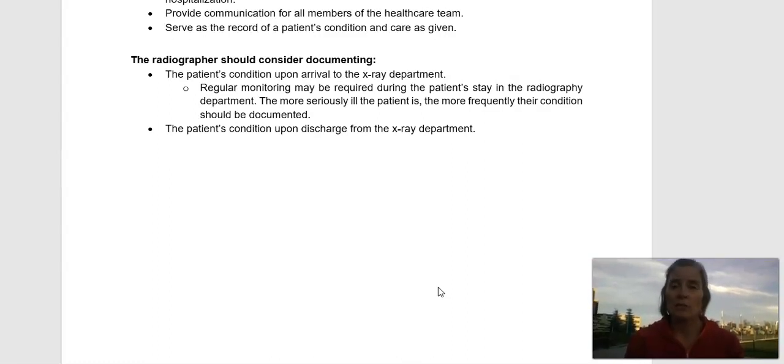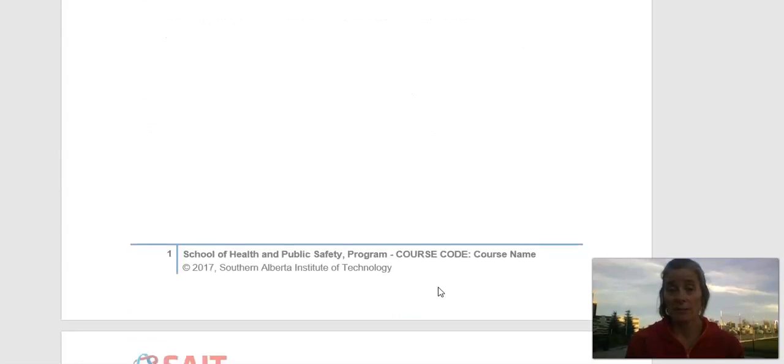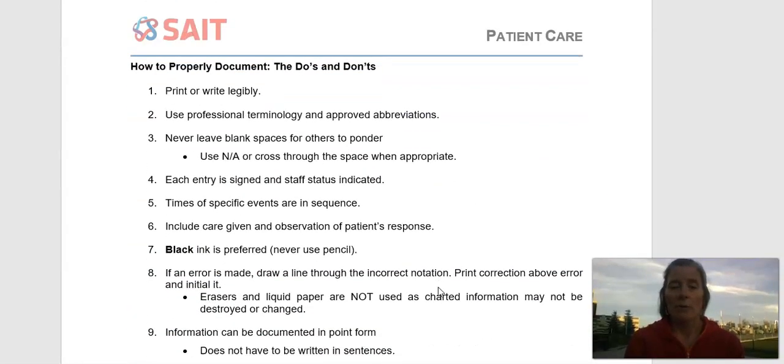So we want to make sure that when that patient actually leaves the x-ray department, it is everybody in the x-ray department's responsibility to note what that patient was like as they were discharged from our department. Now, when it comes to properly doing the documentation of charting, we want to make sure that we print or write legibly. We want to use professional terminology and approved abbreviations.